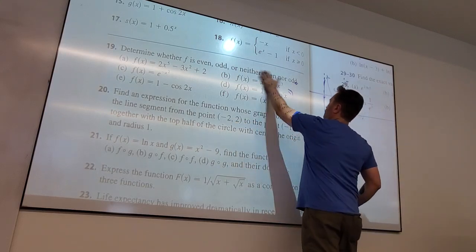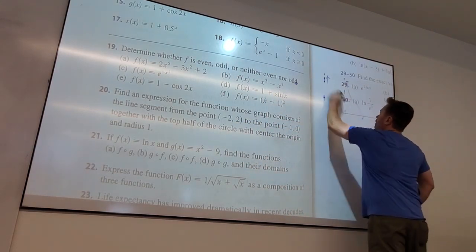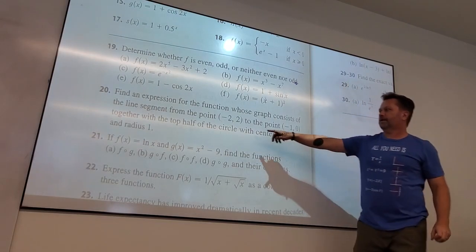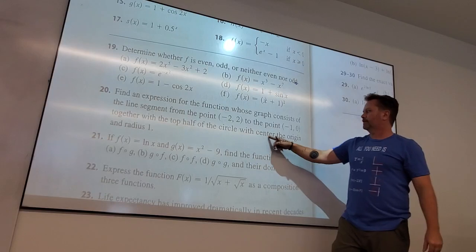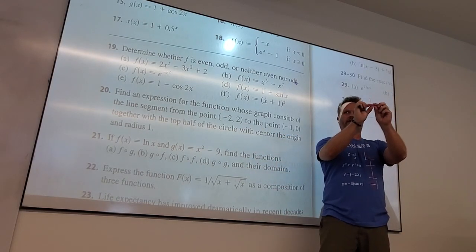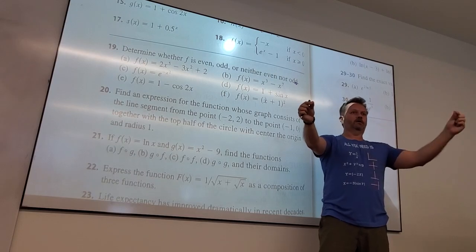-2 to -1. And the other one goes from -1 to 1. Beautiful, because the top half of the circle was center, the origin, and radius 1. So if the center is 0, 0, how far down does it go? Radius 1, to -1 and 1, yeah? Okay.